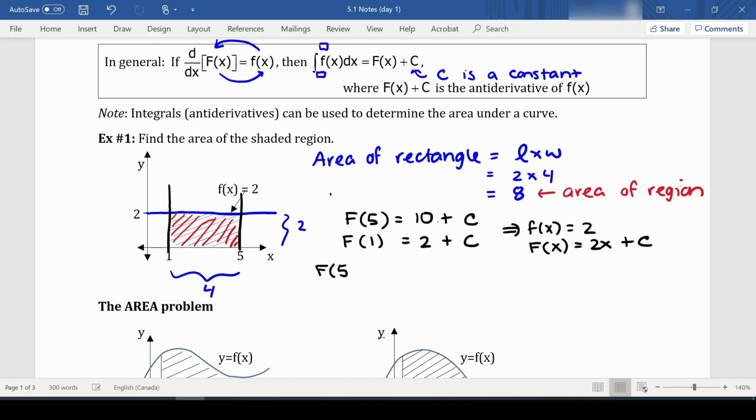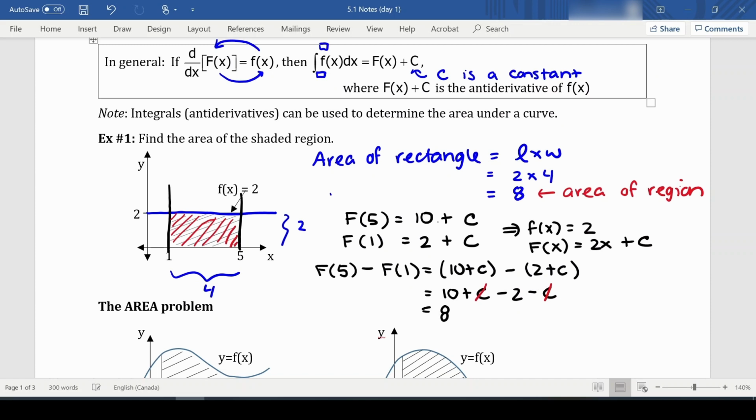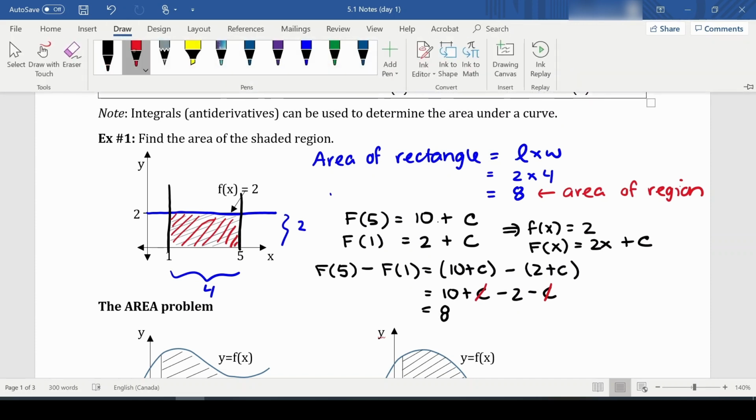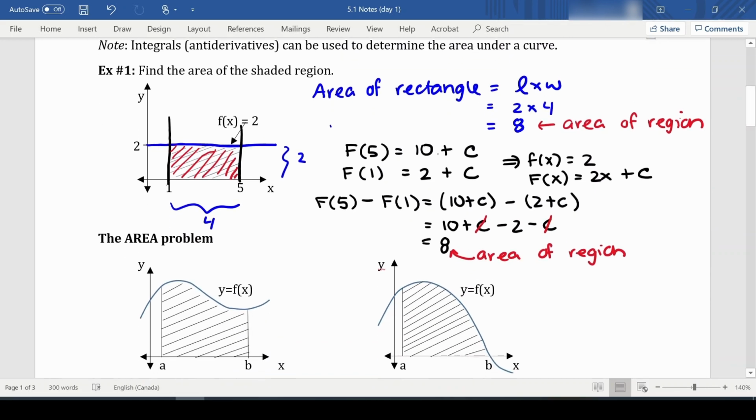Now, if I do big F of 5 minus big F of 1, I get 10 plus c minus 2 plus c, which gives me 10 plus c minus 2 minus c. Our c's end up canceling out, and I end up with 8, which is also my area of the region. This is called the antiderivative method, which we will be looking at further later on. Today, we're going to look at the area method.